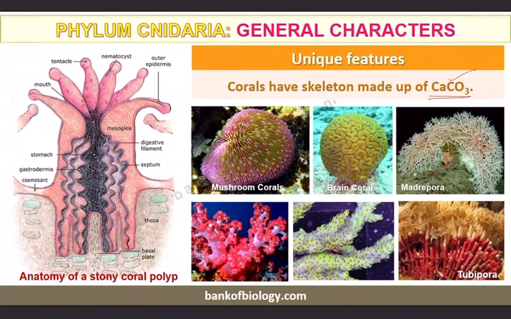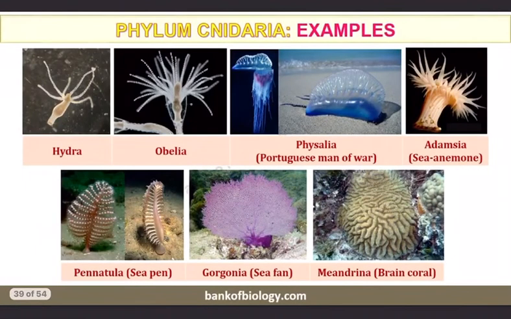And then corals have skeleton made up of CaCO3. They are rich in calcium. They are very, very rich in calcium. Examples you can remember, mushroom corals, brain coral, you can see the Millepora, all this, and Tubipora. So lot many examples, lot of coral, presence of CaCO3, calcium carbonate.